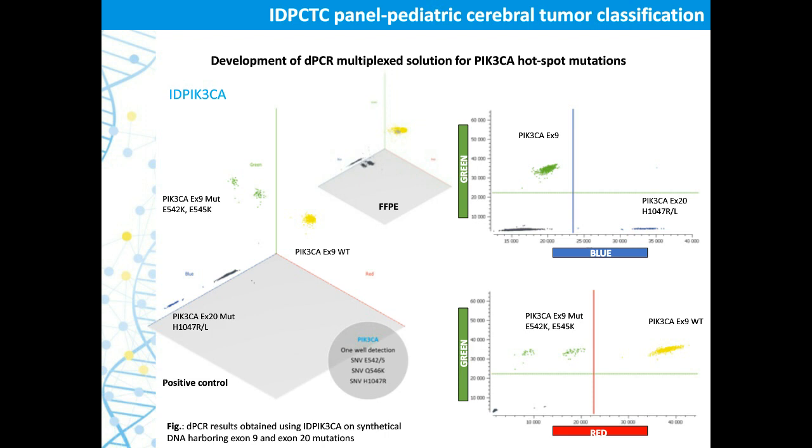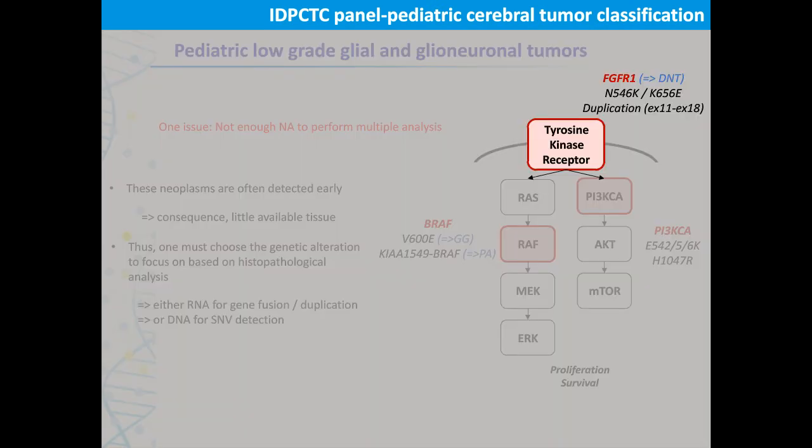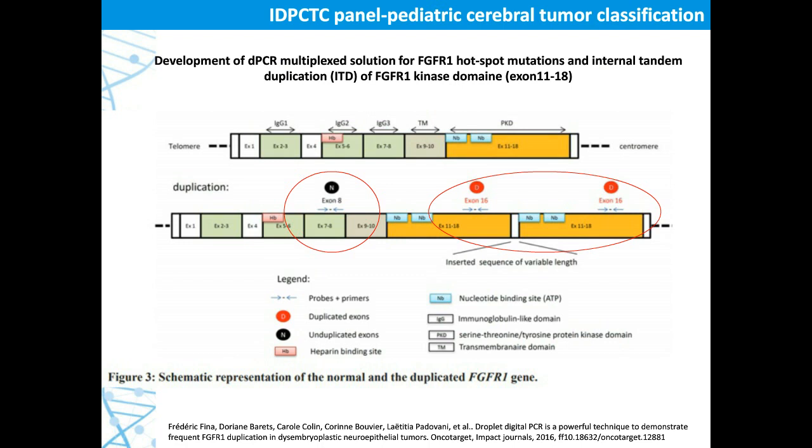Now, if we look at the assay targeting FGFR1, we had to look at mutations in exon 12 and 14, as well as the internal tandem duplication of the gene. So the strategy that was used was the CNV approach, comparing the number of exon 8 that we can detect and the number of exon 16 that we can detect, because exon 16 will be duplicated in these alterations. So here is the example.